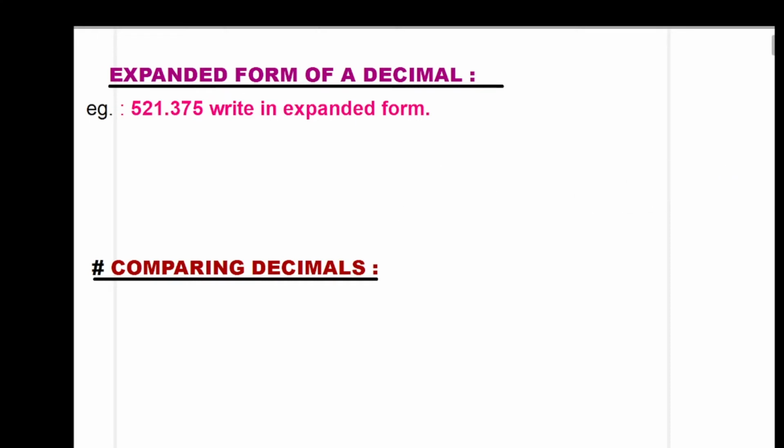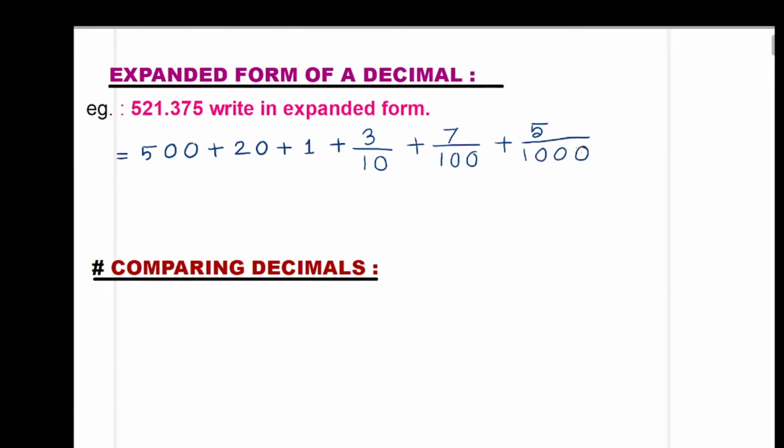Now here there are 2 parts, one is integral, one is decimal. So the integral part we can write, how? 521 can be written as 500 plus 20 plus 1 plus. Now see, 3 is at which place? Tenths. That means 3 by 10. Next, 7 is at which place? Hundredths. So 7 by 100. Plus 5 is thousandths place. So 5 by 1000. Okay. This way you can write.